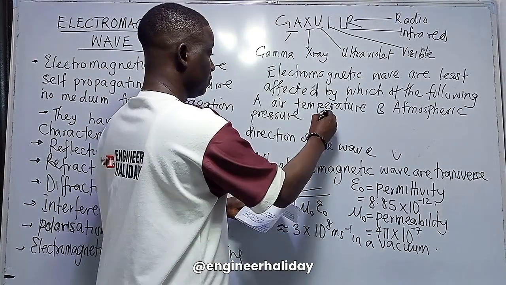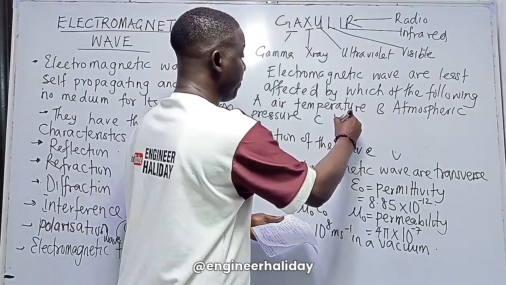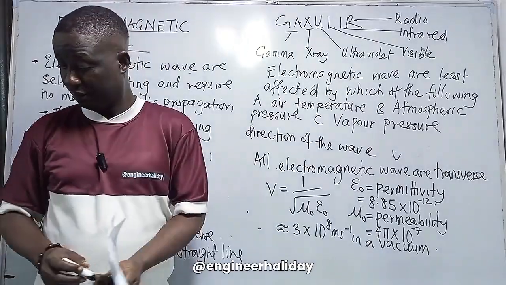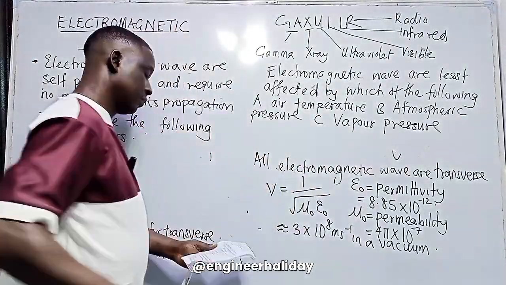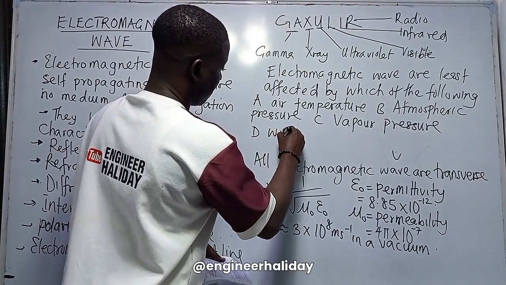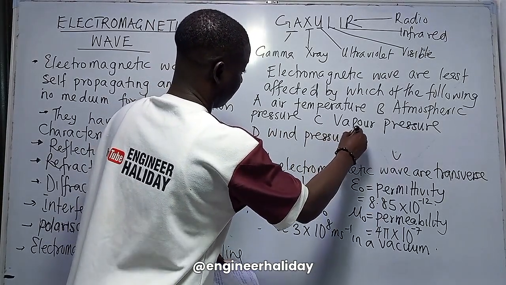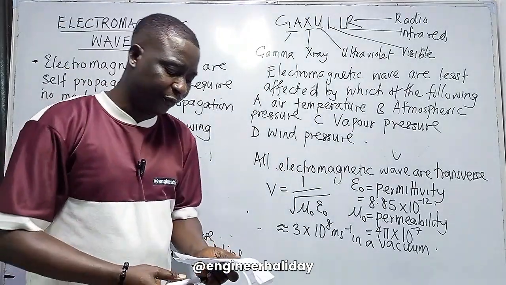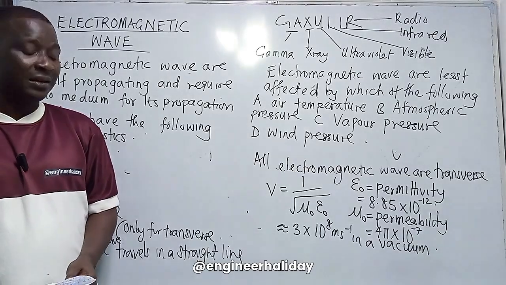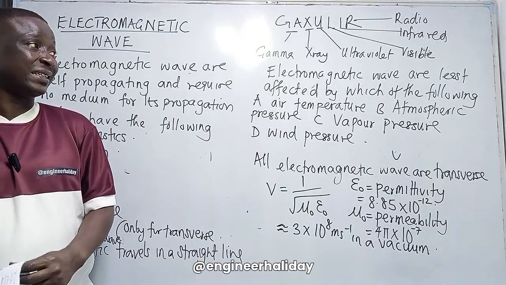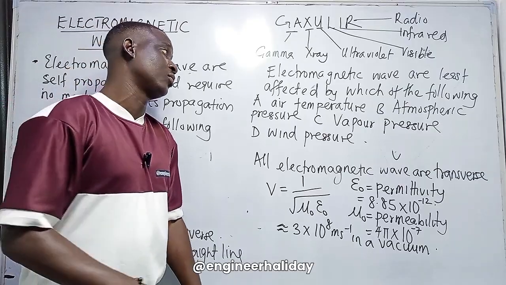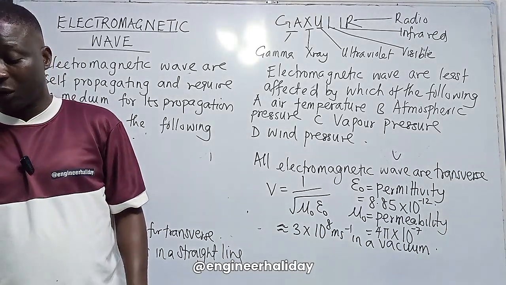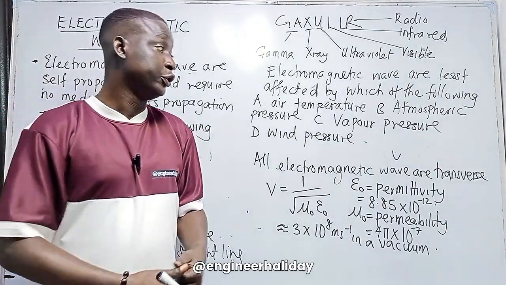C, vapor pressure. And D, wind pressure. This is one of the questions I want to ask you. Which of the following is least affected by electromagnetic waves? Don't forget to answer this question and send your answer in the comment section, so that we can assess your work.